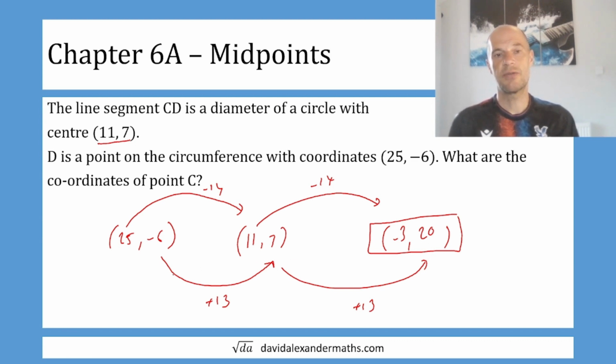Again, we can work it backwards if we want. We could ask ourselves, well, what is the midpoint of these two points here? Add the two x values together and half it, we will get 11. Add the two y values together and half it, we do get 7.